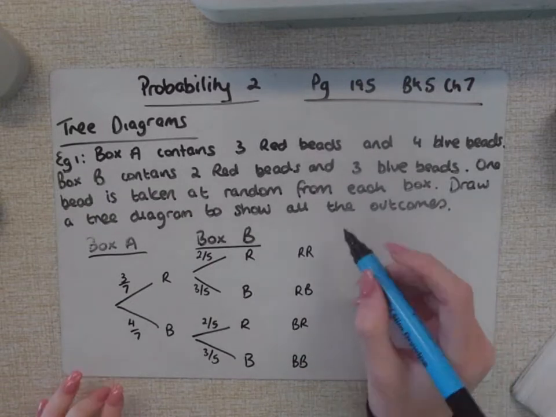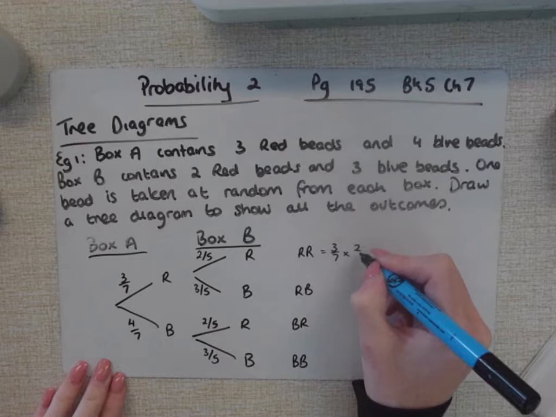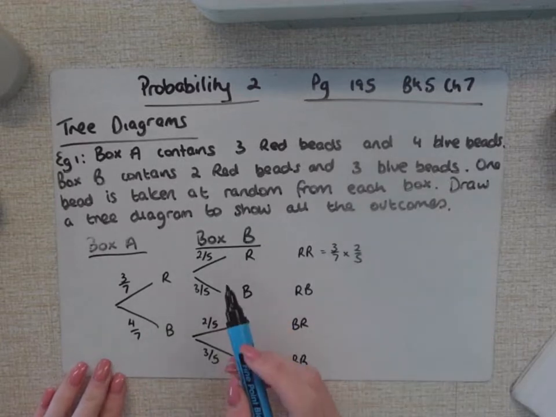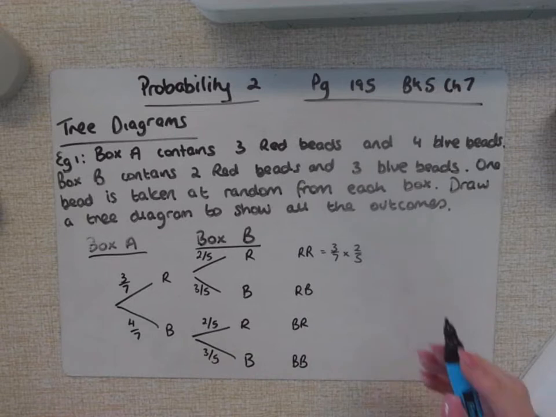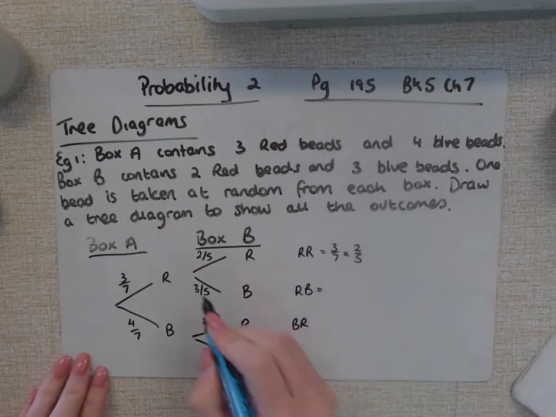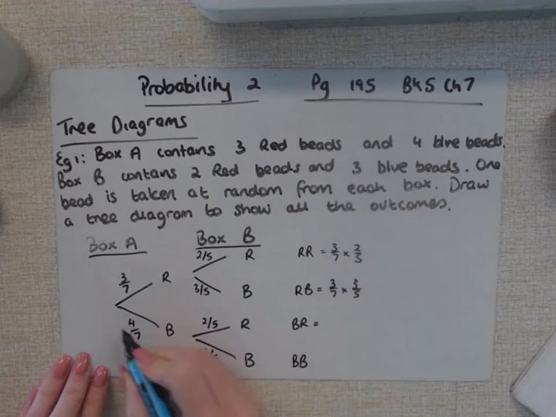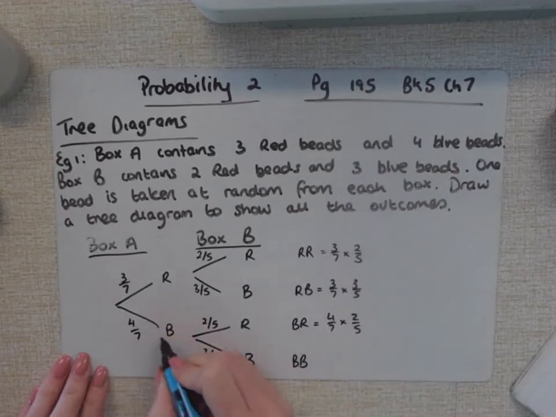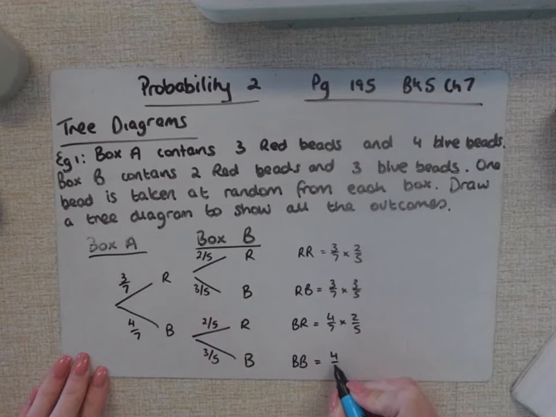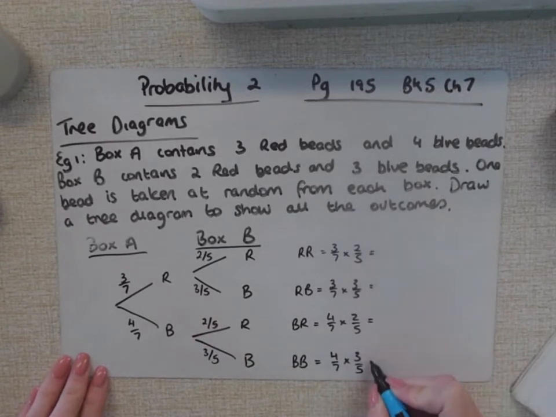Now, red, red would mean 3 over 7 by 2 over 5. Red and red. You have to get one and then the other. And we know and means multiply. Okay, red, blue is 3 over 7 by 3 over 5. Blue, red is 4 over 7 by 2 over 5. Blue, blue is 4 over 7 by 3 over 5. Okay, so you put in your outcomes, then you put in the probabilities.